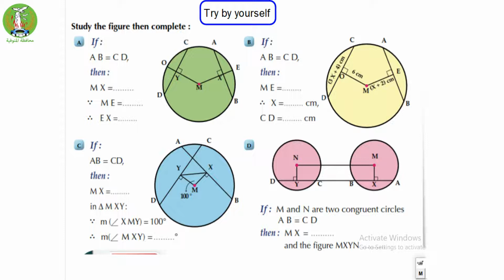Try by yourself, study the figure, then complete. The first one: if AB equals CD, two chords in the circle, then MX equals space. Okay? If AB equals CD, by using the theorem, then MX equals MY.